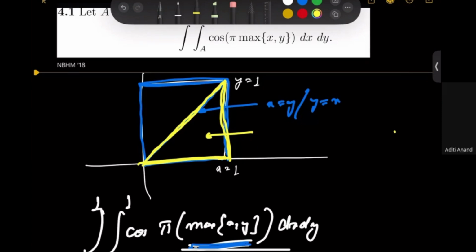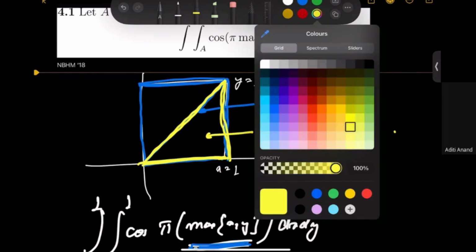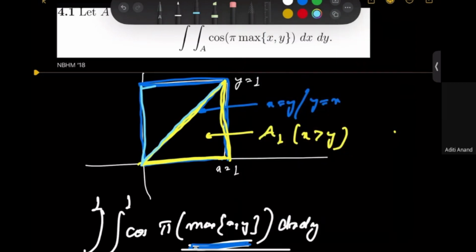X greater than y. Yeah, I'll call this region A1, and in A1, x is greater than y. What about in this upper triangular region? It is the other one, right? It will be x less than y, or y greater than x. I'll call it A2. Correct?